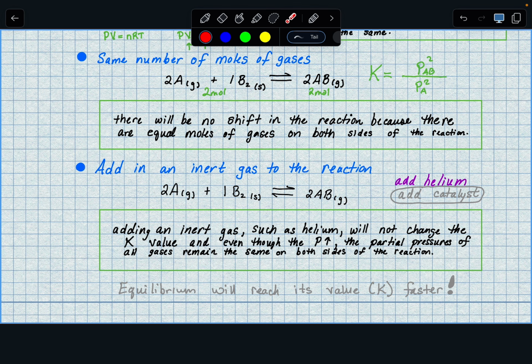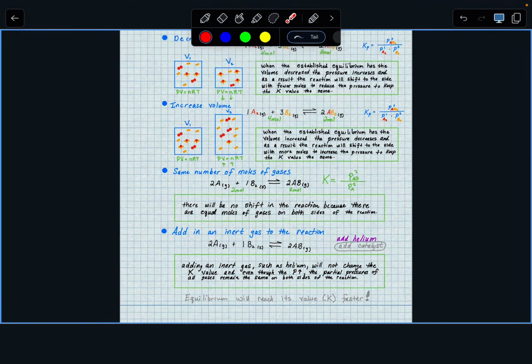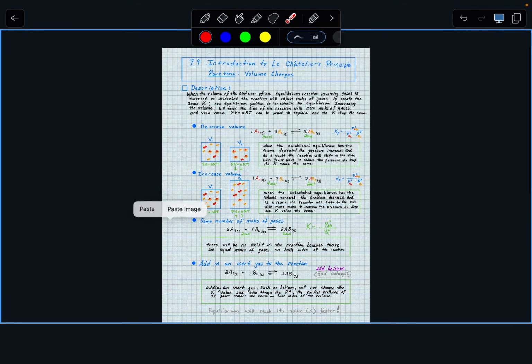So that's the last thing I wanted to throw into this, that catalysts are not part of Le Chatelier. Just volume, temperature, and concentration. And again, I have videos that you can watch for those.